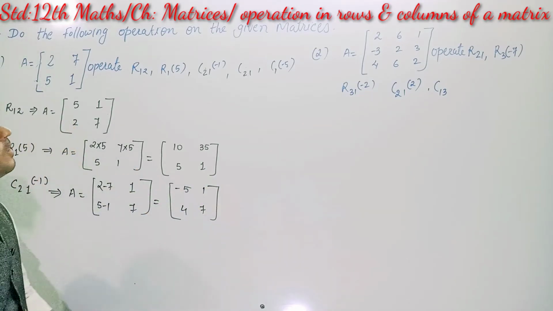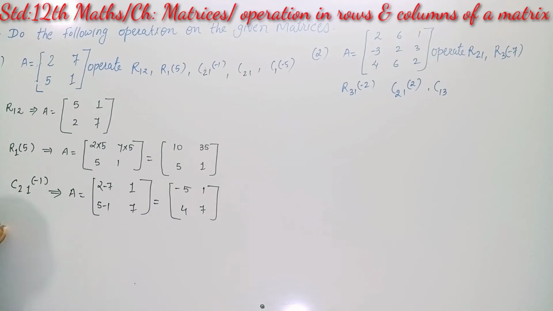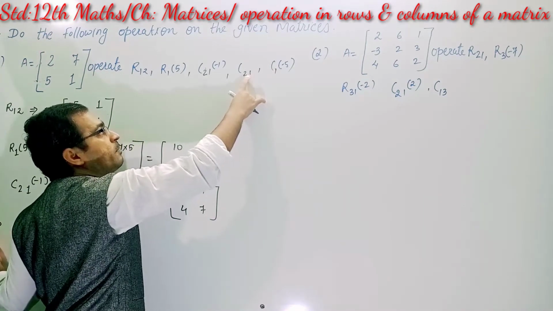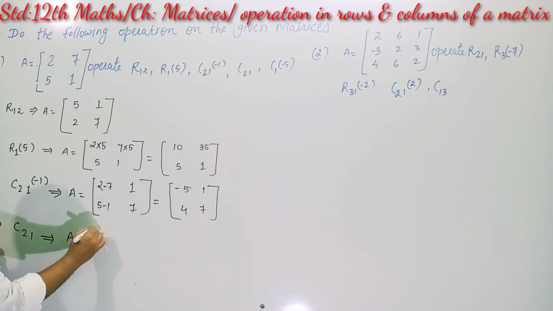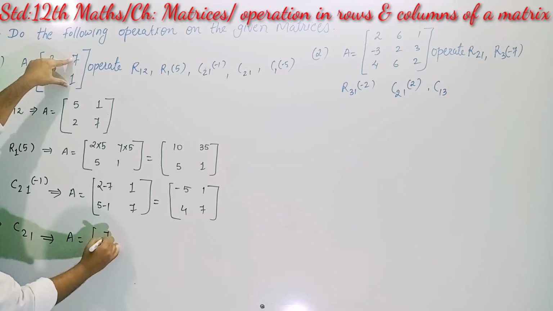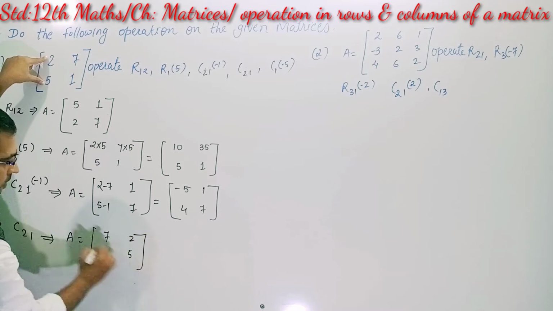Now the next operation will be C21. It means, students, in place of column 1 you will write column 2, and in place of column 2 you will write column 1. This is column 1 and this is column 2. So we will write 7, 1 and here we will write 2, 5.